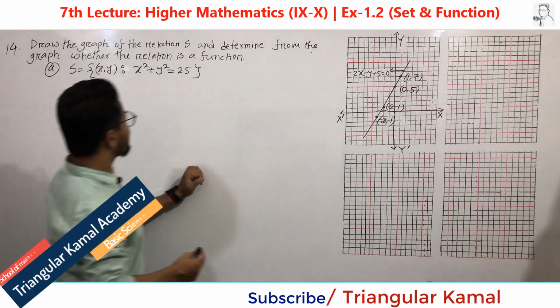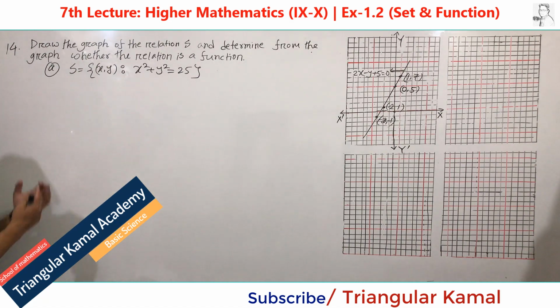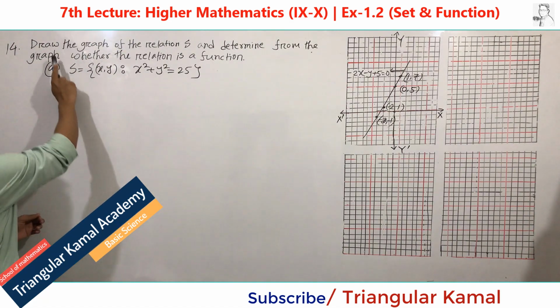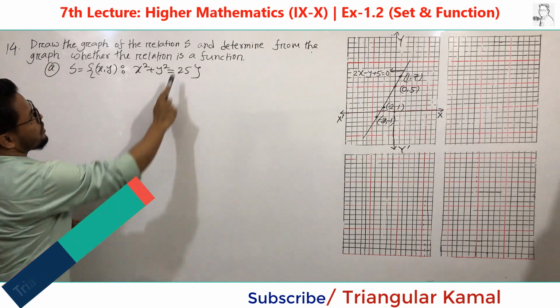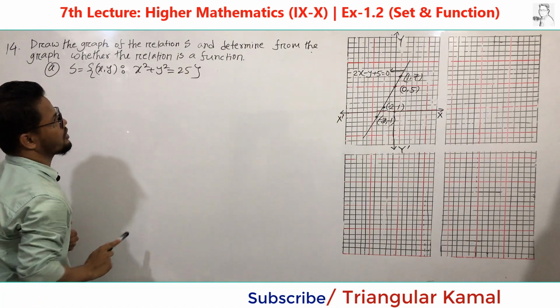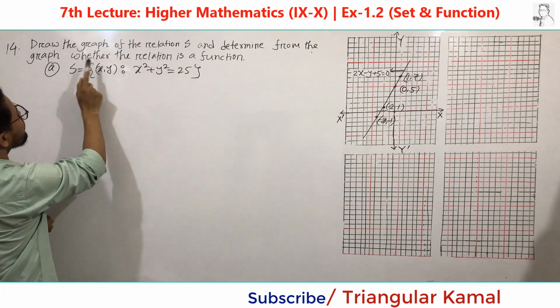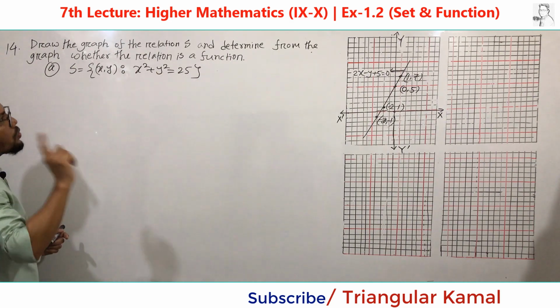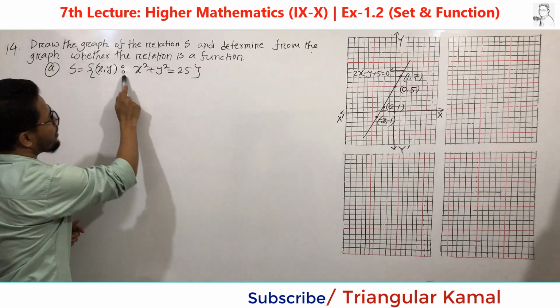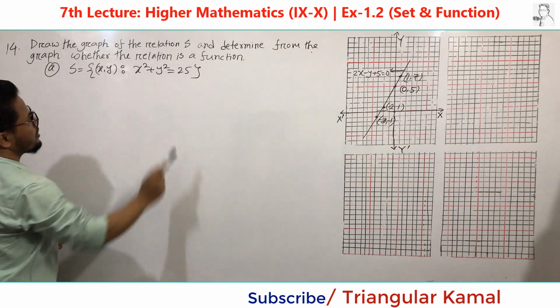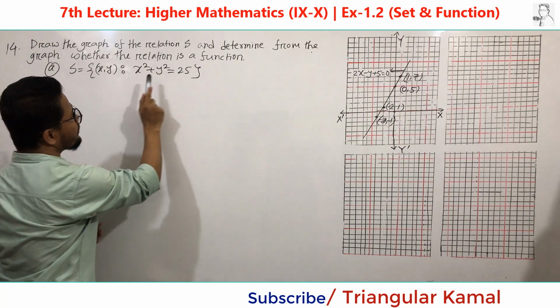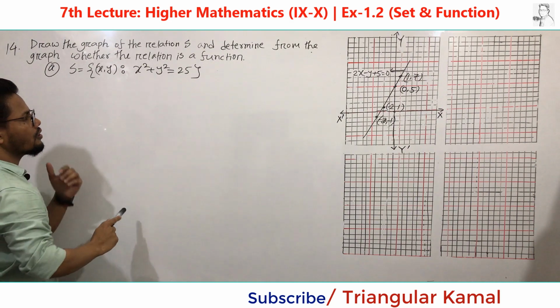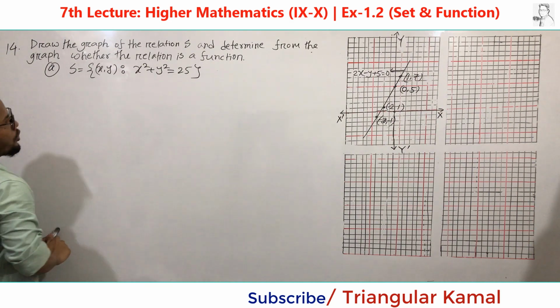So, first we have to know what is the requirement of the question. Draw the graph of the relation is the first step, and determine from the graph whether the relation is a function. So there are two steps. First of all, you have to draw the graph of the relation S. Then the second step, just find out whether it is a function or not. Okay.